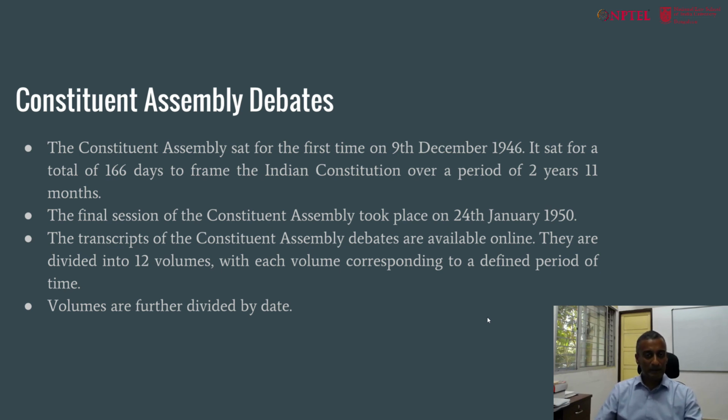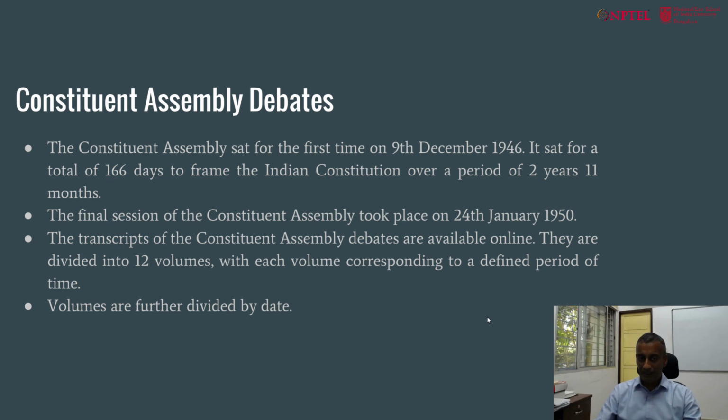The Constituent Assembly sat for the first time on 9th December 1946. We have already looked at the stages of constitution making, but let's look at a few key numbers. It sat for 166 days, but these 166 days were spread over a period of 2 years and 11 months. In between the sittings, there were the public consultations, there were the synthesizing of drafts, and all of these other activities that go into making the Constitution what it is. The final session of the Constituent Assembly took place on 24th January 1950 in preparation for the 26th event where the Constitution was brought into effect.